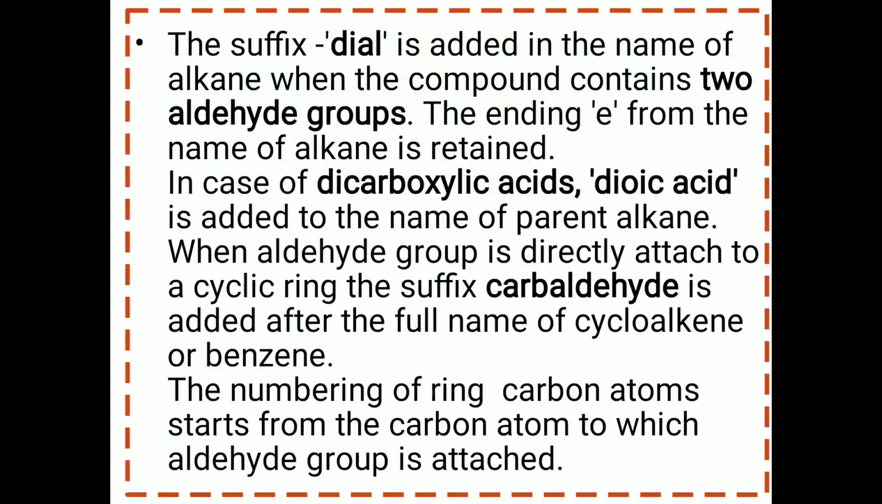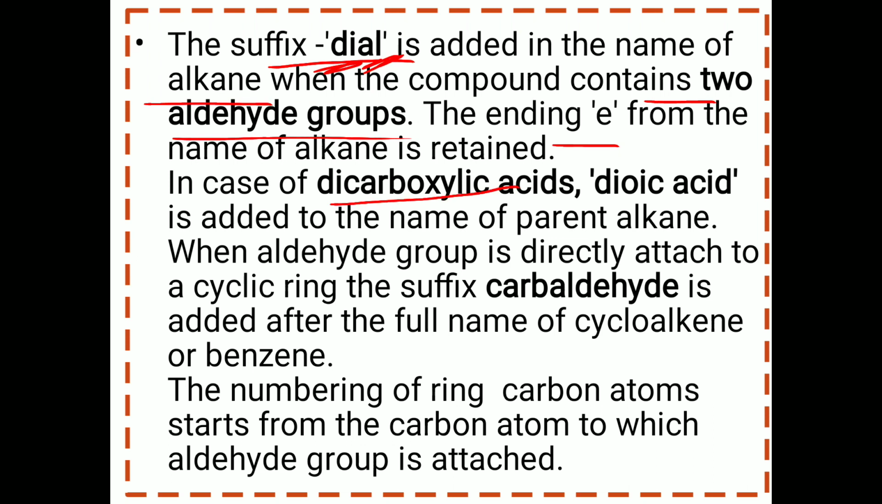Now there are some other rules which we also have to study in case of the IUPAC names of the aldehydes and carboxylic acid. Now what are these? The suffix dial, di means 2, is added in the name of the alkane when the compound contains two aldehydic groups. In short, al means the aldehyde and di means 2, so for any compound which contains two aldehydic groups we have to use the suffix dial. The ending E of the alkane name is retained as it is written.